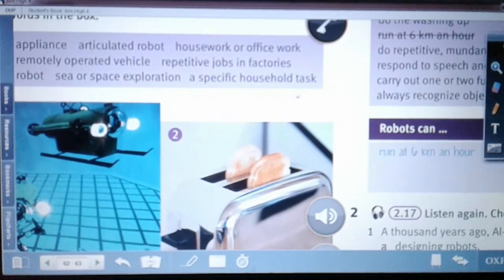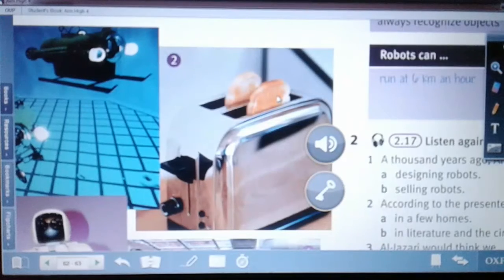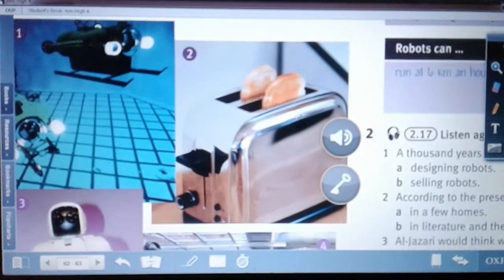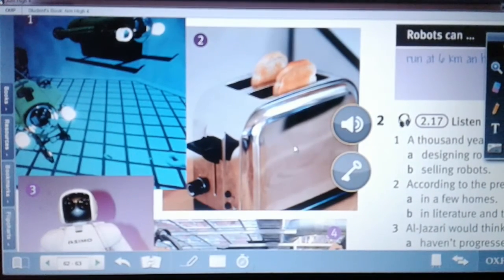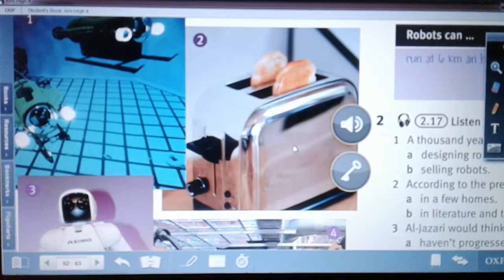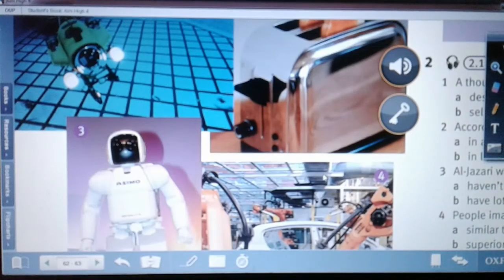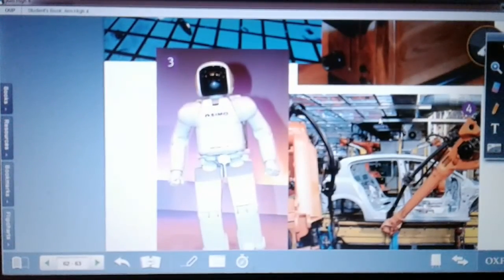We need this appliance for doing a specific household task. So this machine can only toast bread. Okay, it can't do any other task. It can't do ironing. Or maybe it can't clean the floor. So it only does a specific household task. What about picture number 3?